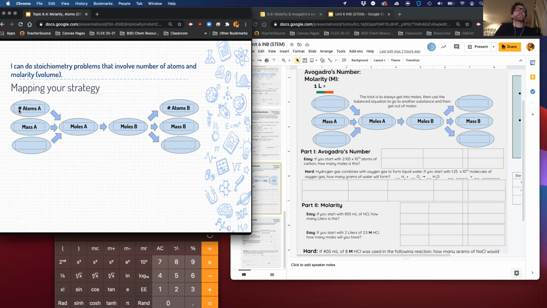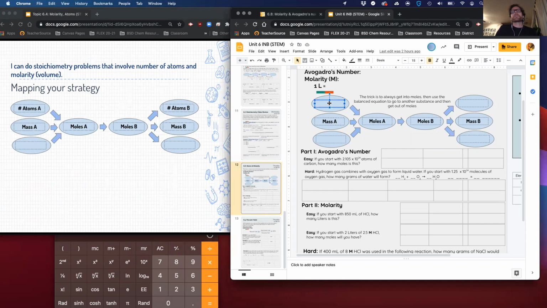Okay, so the key is you always have to get into moles and then out of moles. So we're going to talk about this conversion right here or this conversion right here. That's not to say if you can't go to atoms to moles to moles to mass, you can. So let's go ahead and put that into our notes. These, by the way, you need to import. So number atoms A, and we can now get into number atoms B.